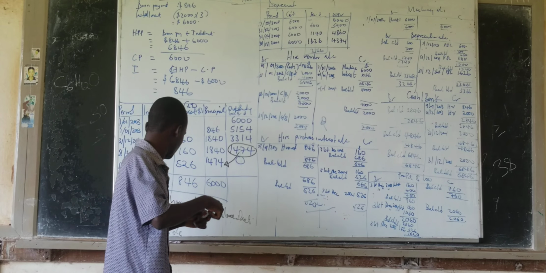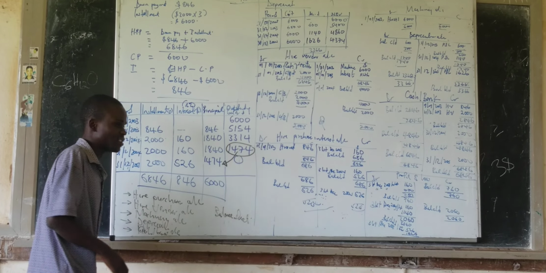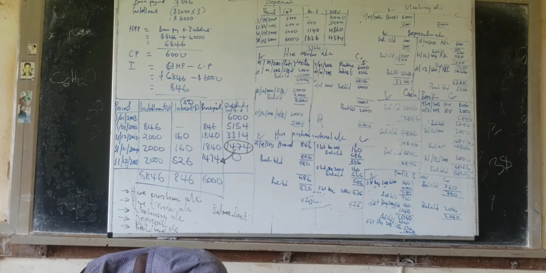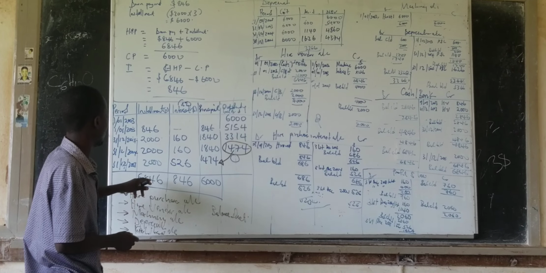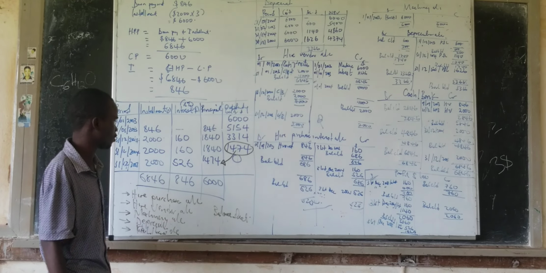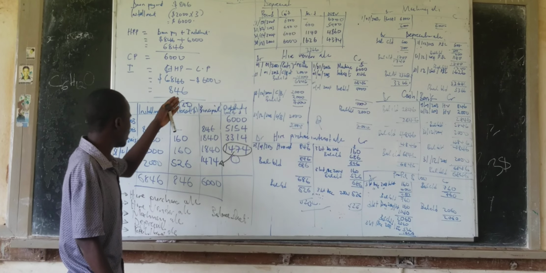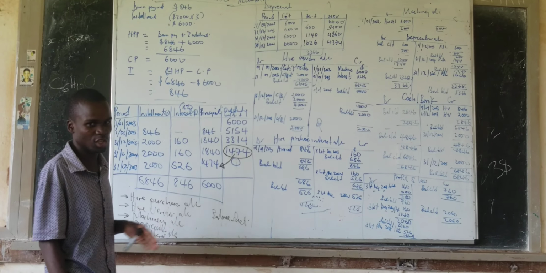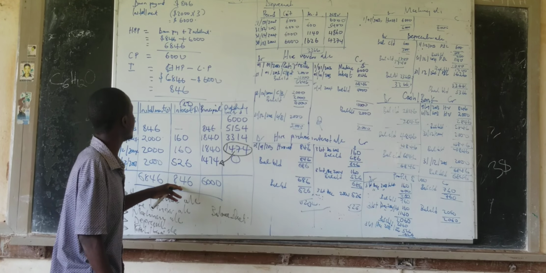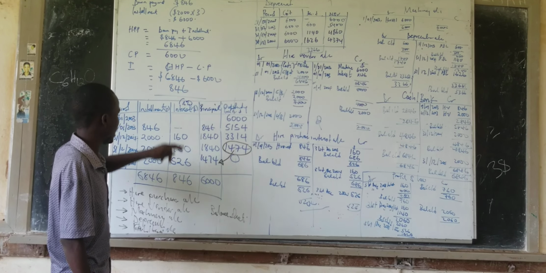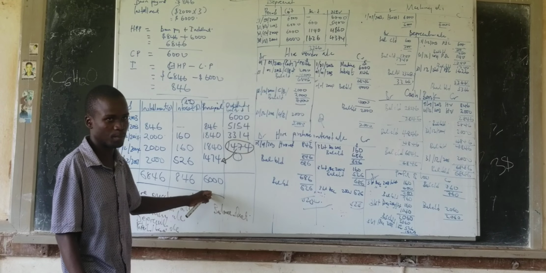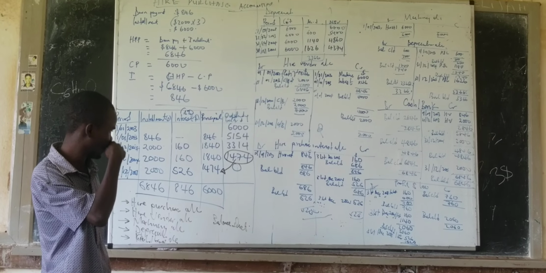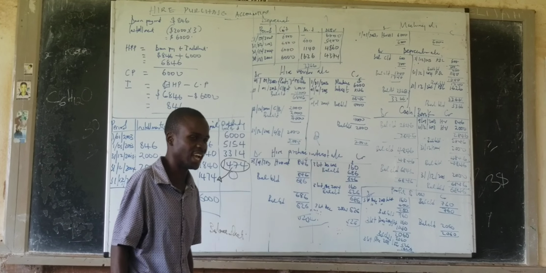When you add, this column must be equal to the hire purchase price. This column, and you are seeing it's the same as the hire purchase price. When you add all this column, it must be equal to the total interest. And I think our interest is here with this equal. And this must equal the cash price. And I think it has been proved.